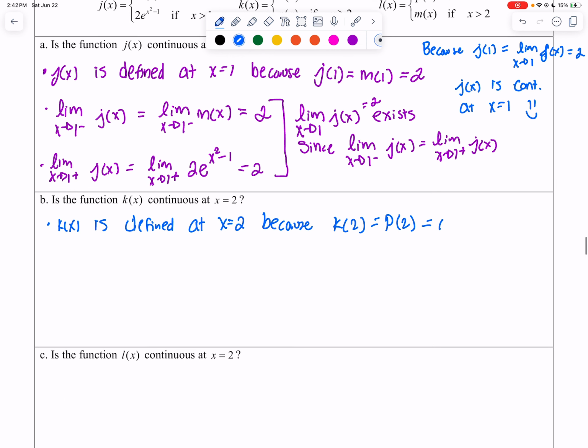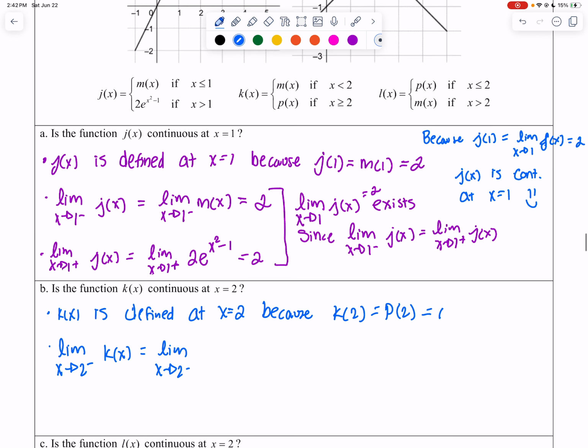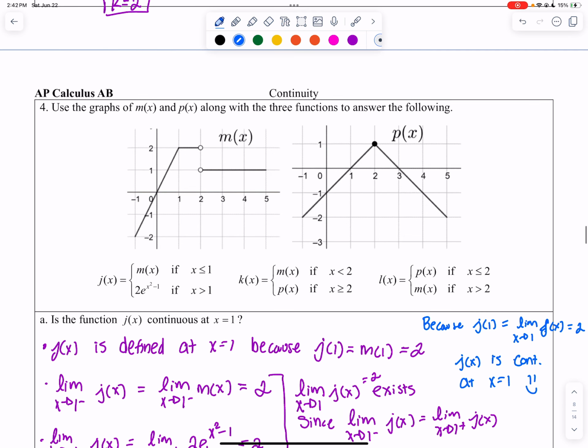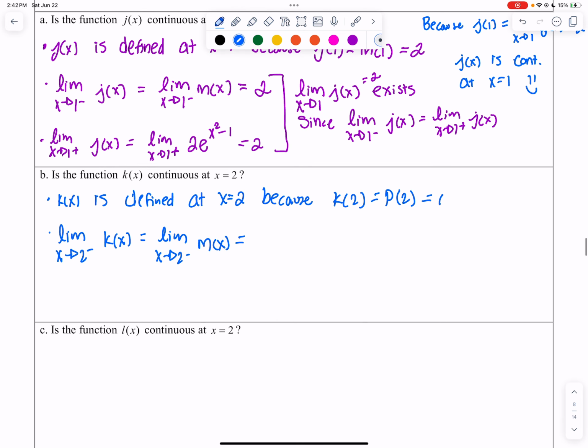Okay. So then I could say that the limit as x approaches 2 from the left of k of x is going to be the same thing as the limit as x approaches 2 from the left of m of x. And that's going to give me, let's see, t from the left. So that's going to give me t right here. I can already tell that this is not going to be continuous because guess what? This is equal to 1 and this is equal to 2.